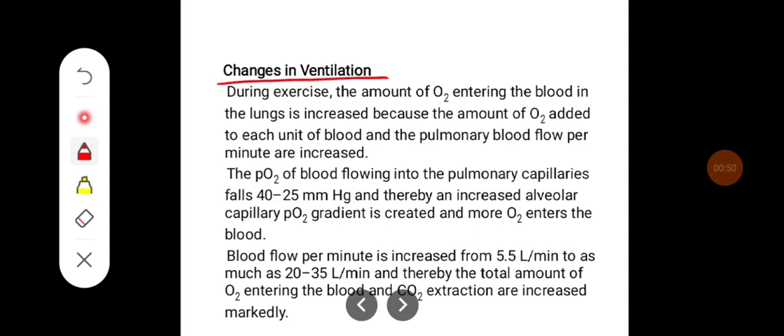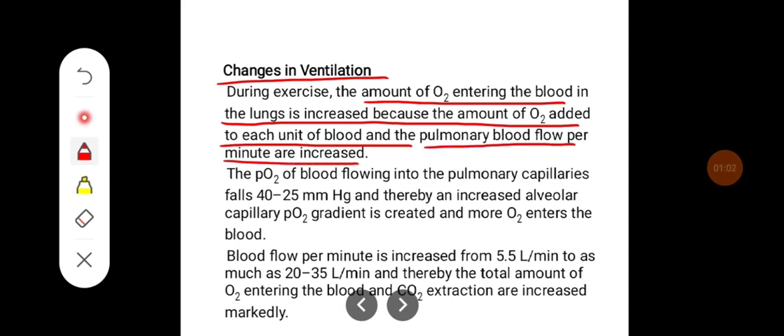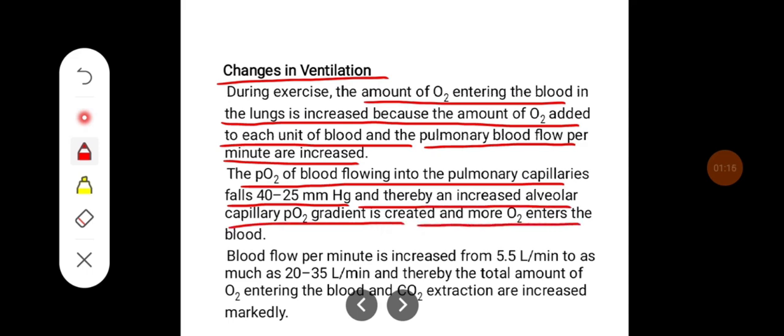Changes in ventilation. During exercise, the amount of oxygen entering the blood in the lungs is increased because the amount of oxygen added to each unit of blood and the pulmonary blood flow per minute are increased. The PO2 of blood flowing into the pulmonary capillaries falls to 40 to 25 mmHg, and thereby an increased alveolar capillary PO2 gradient is created and more oxygen enters the blood. Blood flow per minute is increased from 5.5 liters per minute to as much as 20 to 35 liters per minute, and thereby the total amount of oxygen entering the blood and carbon dioxide extraction are increased markedly.